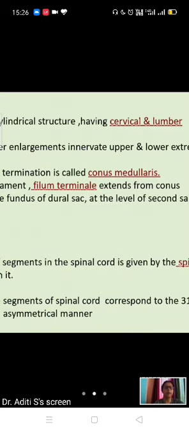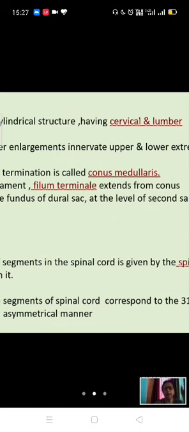Now, regarding the segments of the spinal cord, we normally say the spinal cord has 31 segments, but actually the spinal cord is not segmented. It is a continuous cylindrical structure. But the spinal nerves, which are arising at different levels of the spinal cord, give the appearance of segments. That's why we say the segments of spinal cord, which correspond to the spinal nerves coming out of the spinal cord.